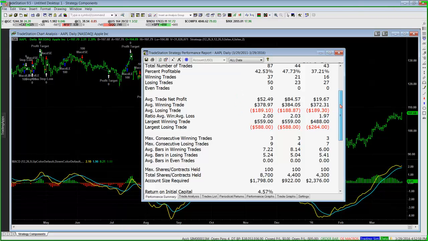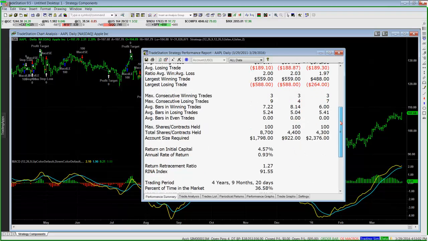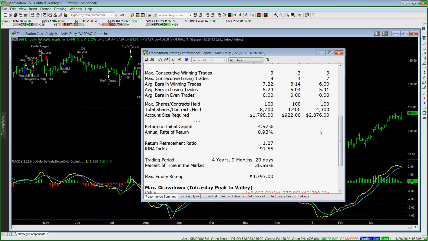I'm going to scroll down here just a little bit more. So one of the important performance measures that I look at when I'm developing a strategy is what's called the RENA index. The RENA index is actually a strategy score. The value of the RENA index doesn't really mean anything, but it is used to compare one strategy to another strategy. It's a calculation that is based on the risk-reward of the strategy and the amount of time that the strategy is in the market, or your funds are at risk.